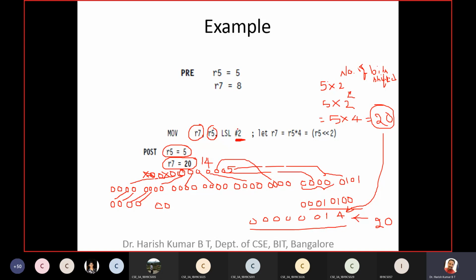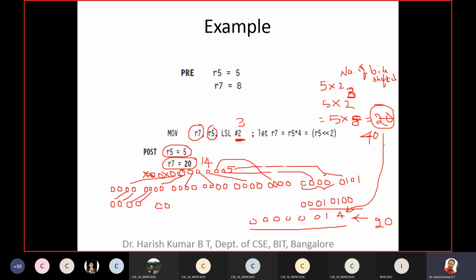Now instead of 2-bit left shift, if I do 3-bit left shift, what is the value you should get? So 5 into 2 raised to 3, how much is it? 8. 5 into 8, so you should get it as 40. Have you understood? Yes, sir. Okay.